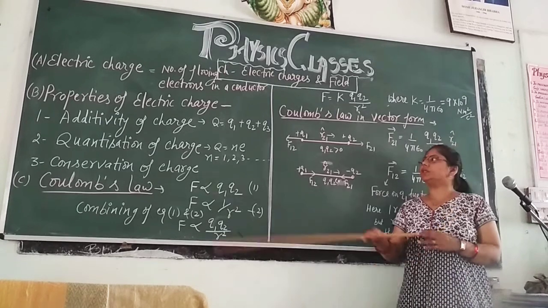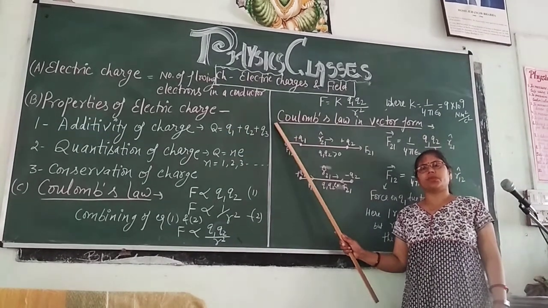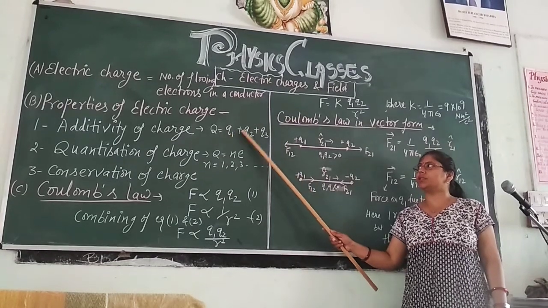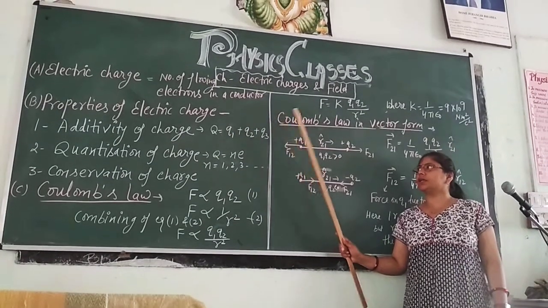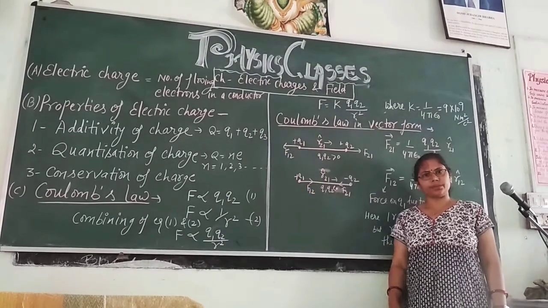So if Q1 is negative, then the total Q is equal to minus Q1 plus Q2 plus Q3. If Q2 is negative, then Q1 minus Q2 plus Q3. If Q3 is negative, then Q is equal to Q1 plus Q2 minus Q3.